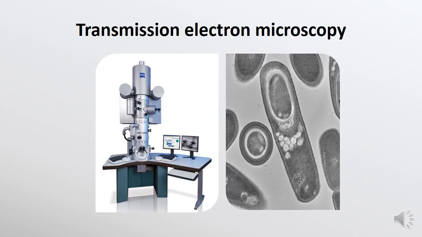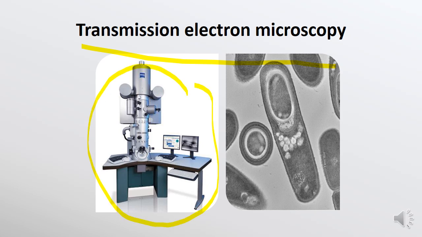Okay, this is how a transmission electron microscope looks like. Usually it's as big as a scanning electron microscope, and is also accommodated in a fully air-conditioned room. And this is the image you get. This is one bacterium, and you can see what is inside the bacterium using a transmission electron microscope. And again, the images you are getting are 2D.